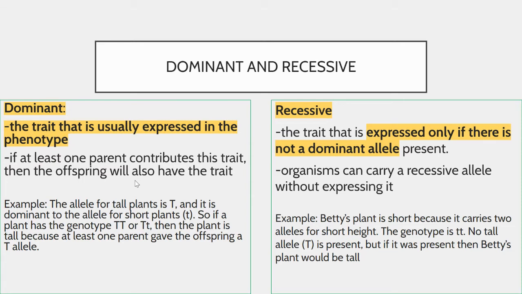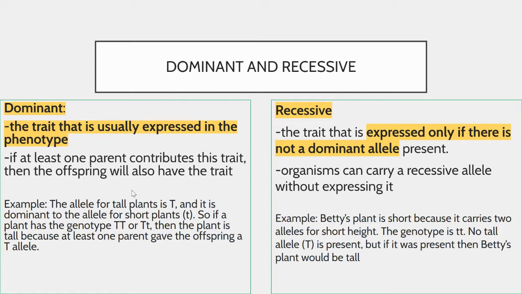You heard me mention dominant and recessive. Dominant means that the trait is usually expressed most often. If you even have one copy of the dominant allele, then you are going to show up as a dominant phenotype. So, for example, the allele for tall plants is big T. If the dominant allele is big T, then the recessive allele is little t.